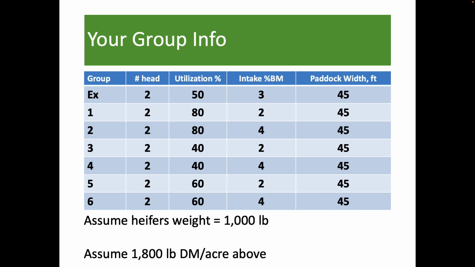And then each group, you're either going to target 40, 60, or 80% of forage utilization. We're all going to use the same intake, 3% of the body weight on a dry matter basis. Each paddock is going to have 2 heifers in it.